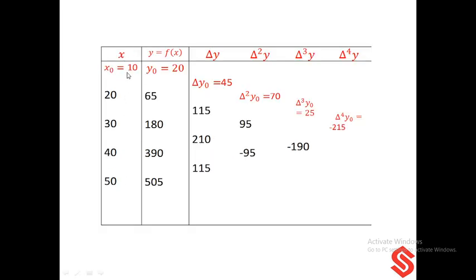And the values of x are 10, 20, 30, 40, 50, and the corresponding values of y are 20, 65, 180, 390, 505, and the forward differences are 65 minus 20, 45, 180 minus 65, 115, 390 minus 180, 210, 505 minus 390, 115. These are the first order forward differences. Similarly, we get the second order forward differences, third order forward differences, and fourth order forward difference.